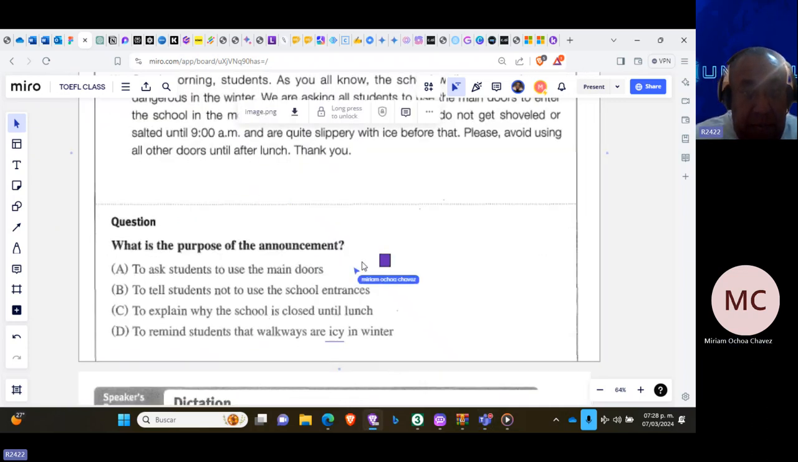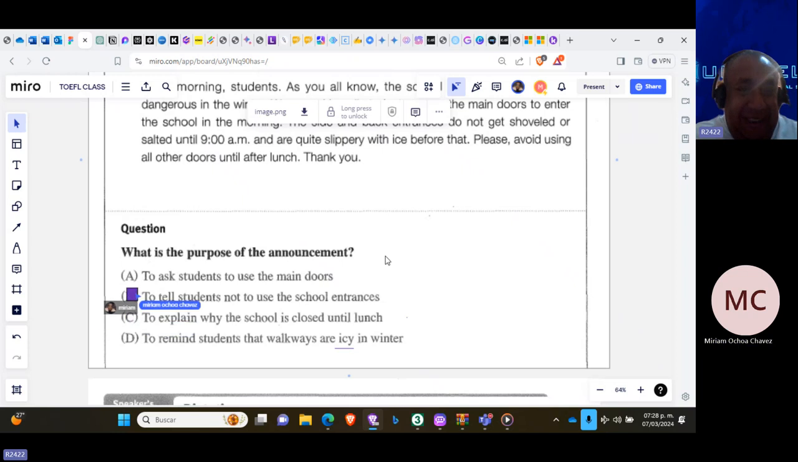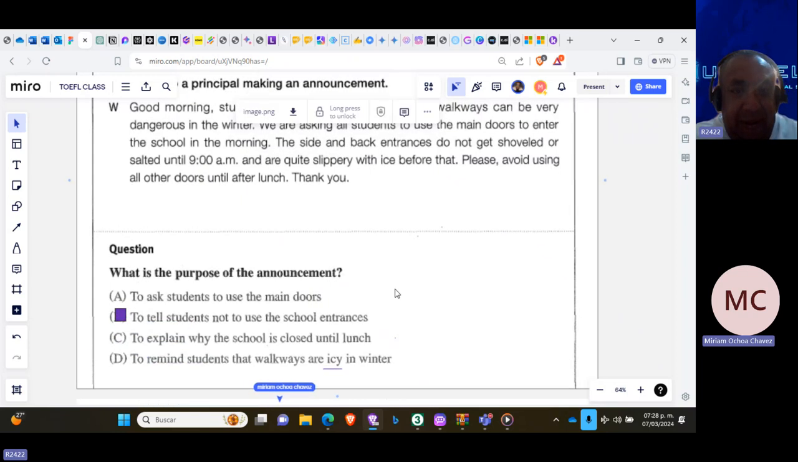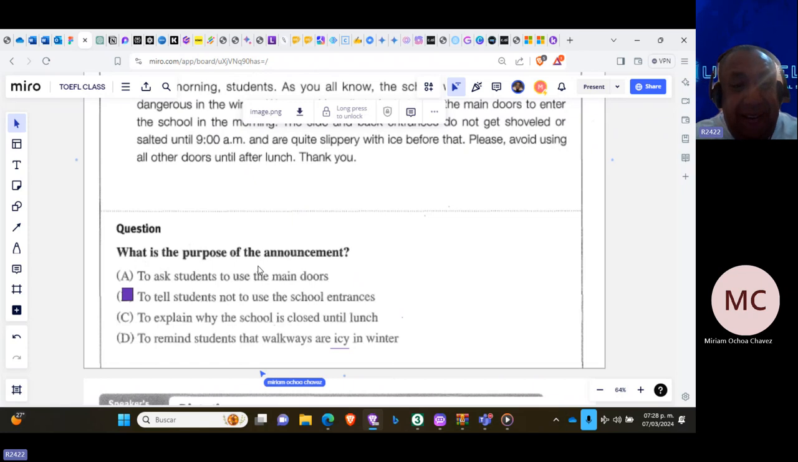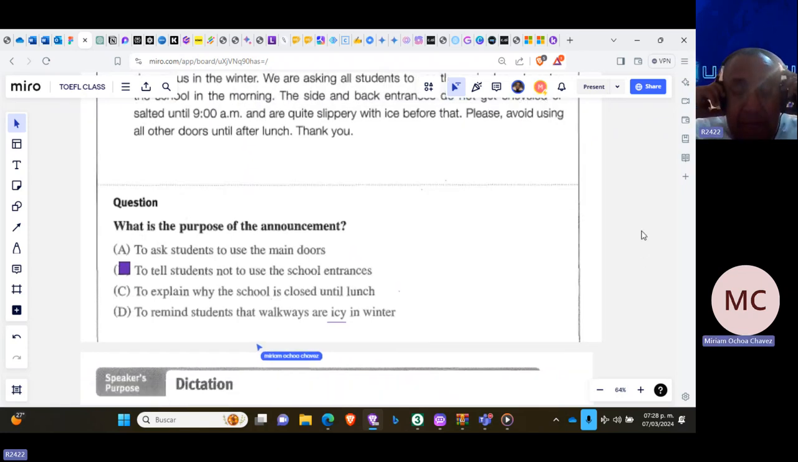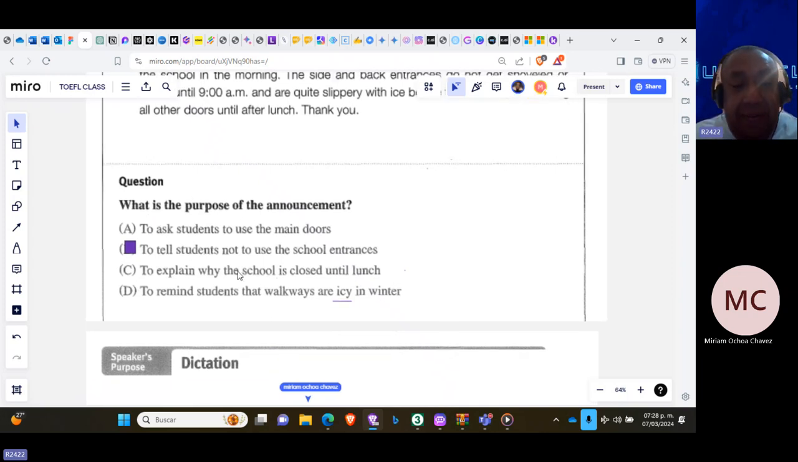What is the purpose of the announcement? Almost, almost, okay. Very good, exactly, very good. So, what is the purpose of the announcement? To tell? I will read the question, okay? You tell me the answer. What is the purpose of the announcement? To tell students not to use the school entrance.